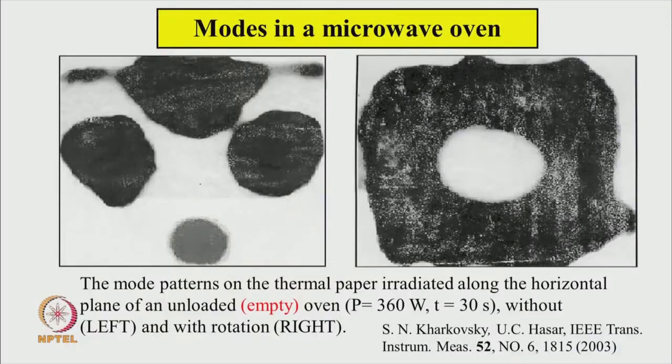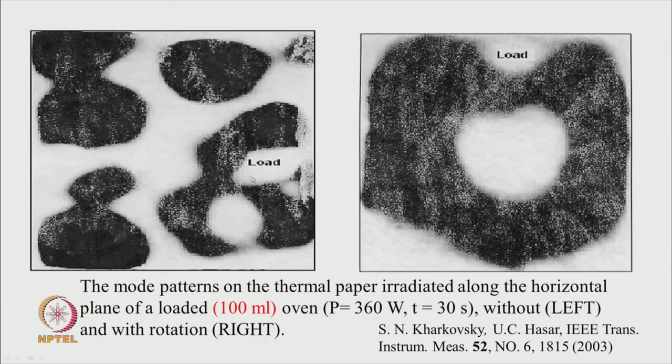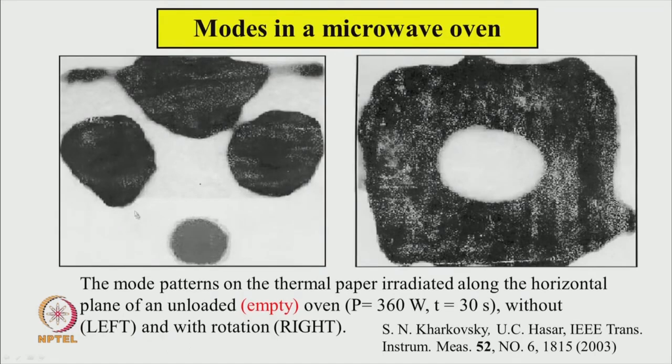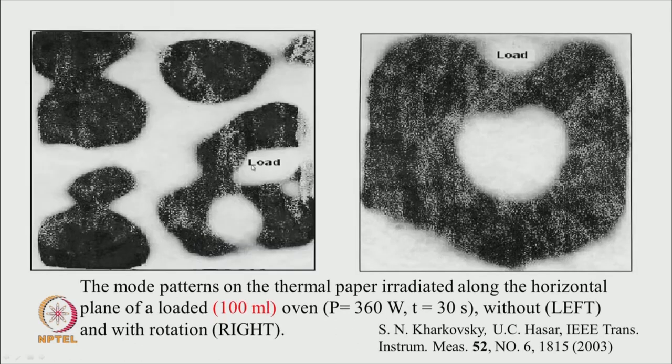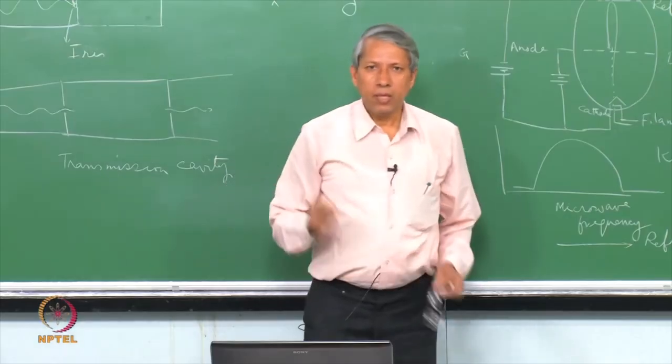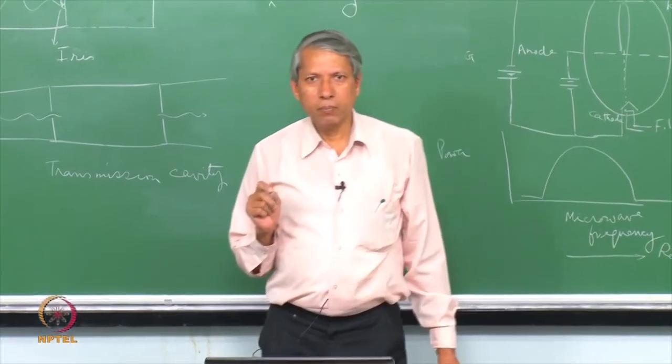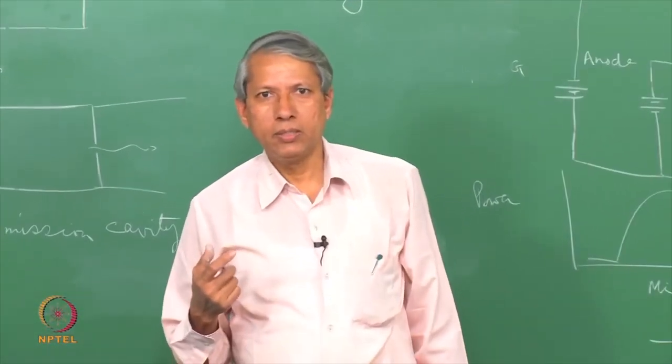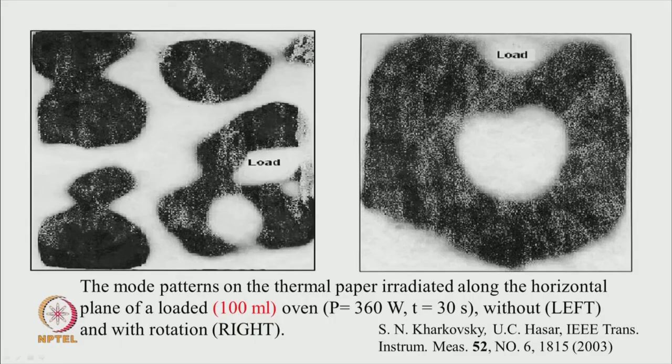Now if we put a sample here, the sample is called the load. Here 100 ml of water was kept, and a load is written there. Again the same experiment was done where the turntable was removed, and you see that the mode pattern has changed. Compare once again: here, in the empty cavity, these four regions have the maximum electric field intensity. Now just place a little bit of water here, and immediately the mode pattern has changed. That is the important lesson for us: whenever you place a sample, or put some sample tube or solvent, it is going to disturb the cavity and change its mode pattern. After placing water, again we turn the turntable and see that it heats uniformly.